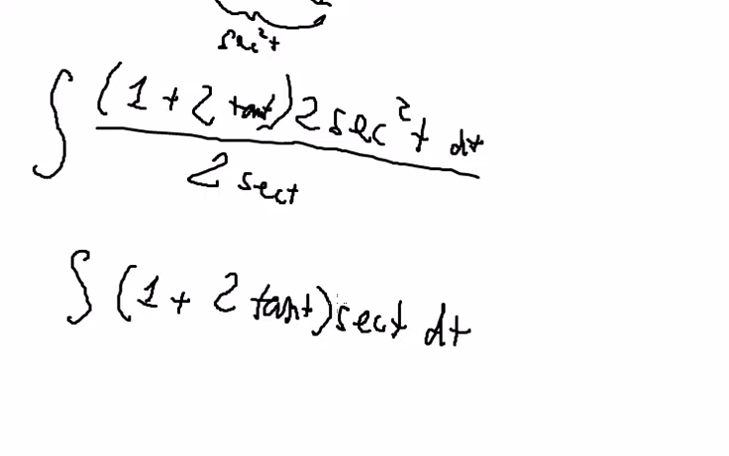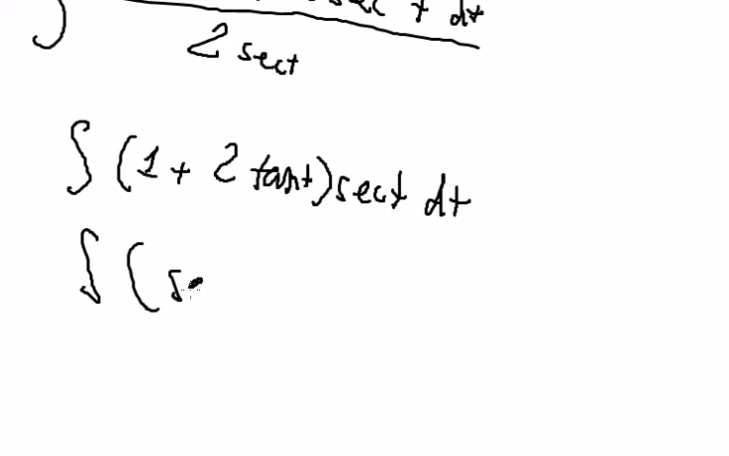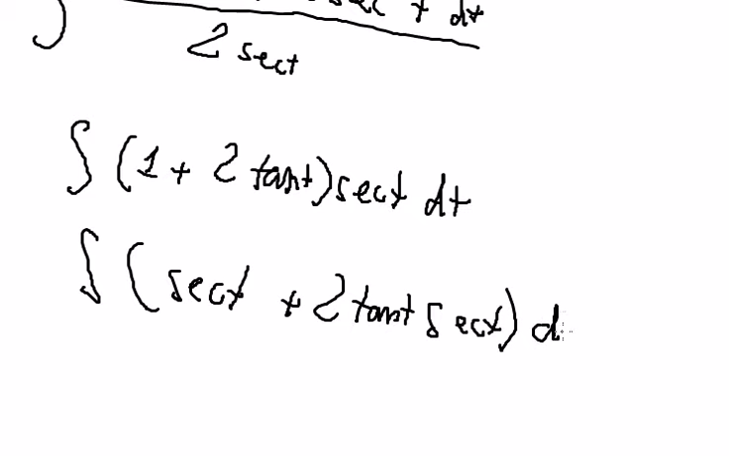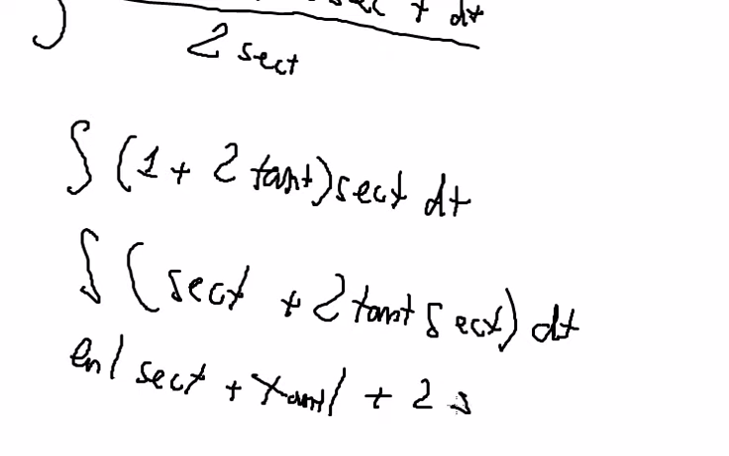dt, and we got about secant of t, 2 tan t, secant of t, everything dt. The integral of secant of t, you got about ln the absolute value of secant of t plus tan t, and the next one, you got about 2 secant of t plus c.